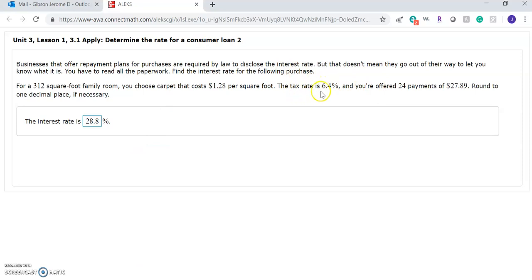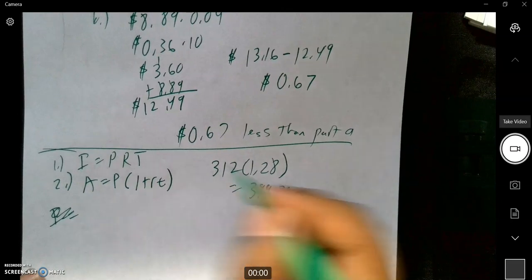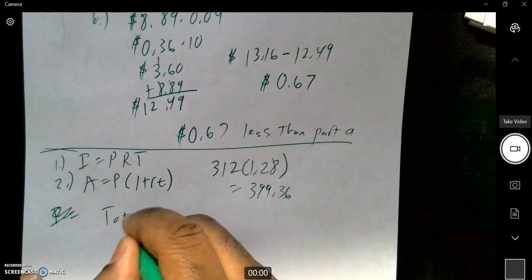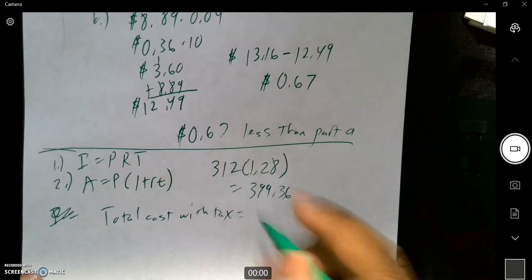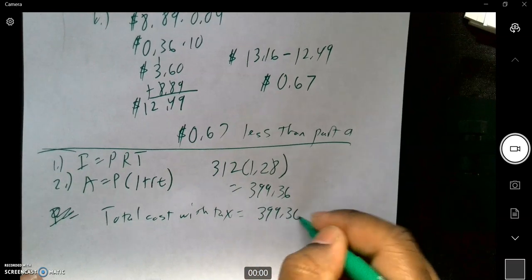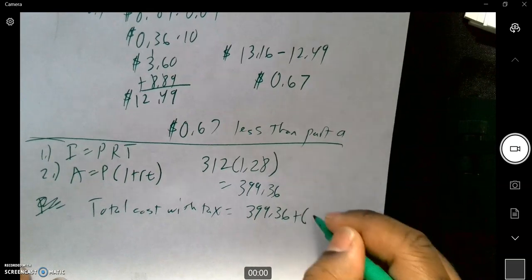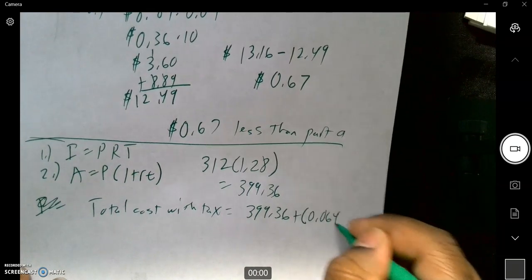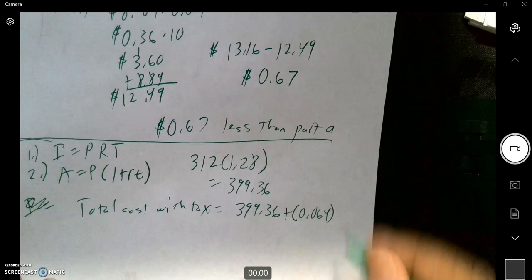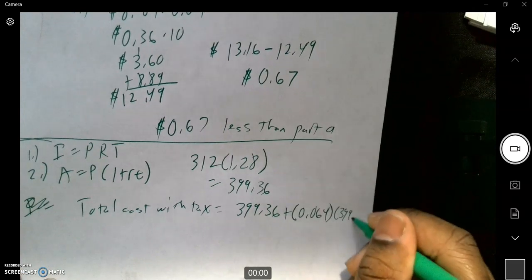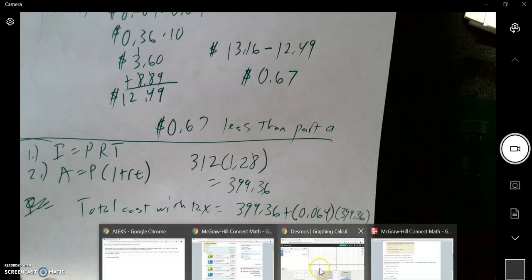Now with the taxes, it tells that the tax rate is 6.4%. So we need to include that. So we need the total cost with tax, which will be calculated as such. We would take this $399.36 and then we would add the tax to it. And we said that the tax is 6.4%. So written as a decimal would be 0.064, and then we'll multiply by the $399.36. Now we're going to put that in a calculator.